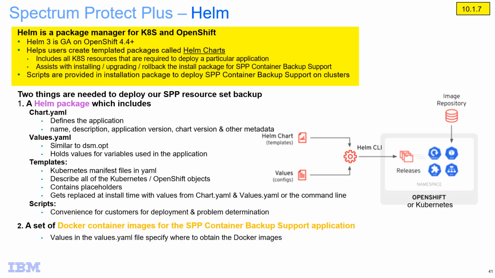Also underneath the covers we're using Helm. And Helm is important because it's a package manager. So Helm is going to become important when we do the installation of the Spectrum Protect Plus container backup support. So you will have to install Helm 3 into the Kubernetes or OpenShift environment. And if you already had Helm 2 out there, you will need to rename the executable to helm3 so that they can coexist.